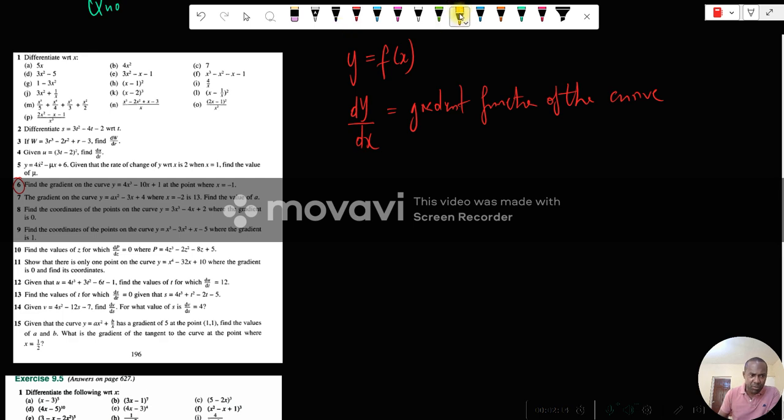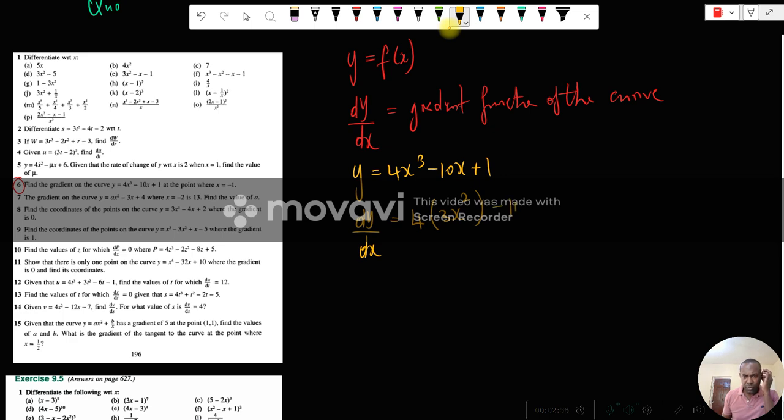So let's look at this example here in number 6. We have the equation y is equal to 4x cubed minus 10x plus 1, and we want to find the gradient at the point where x is equal to minus 1. So the first thing we must do is to find dy by dx. To find dy by dx, we apply the regular rules of differentiation. We keep our multiplying constant 4, and we proceed to differentiate. When you differentiate x cubed, we bring the 3 down, multiply by it, reduce the power by 1, and so that gives us 3x squared, right? So 4 times 3x squared, we close our bracket.